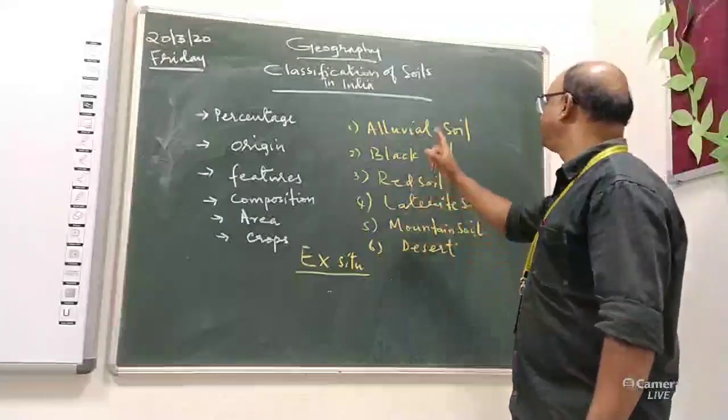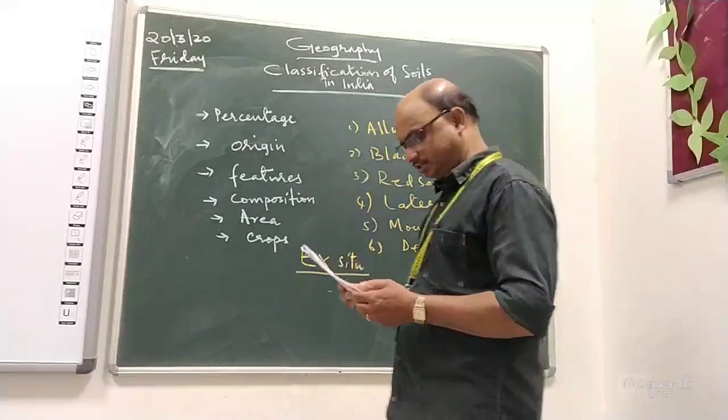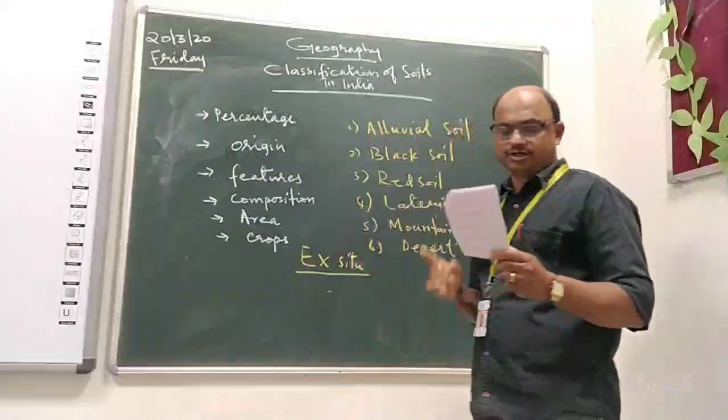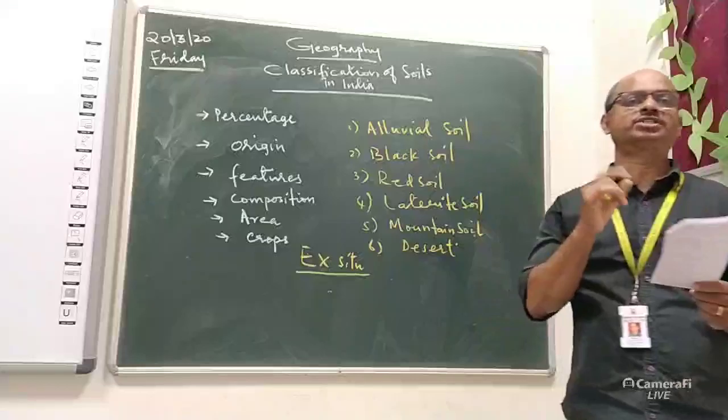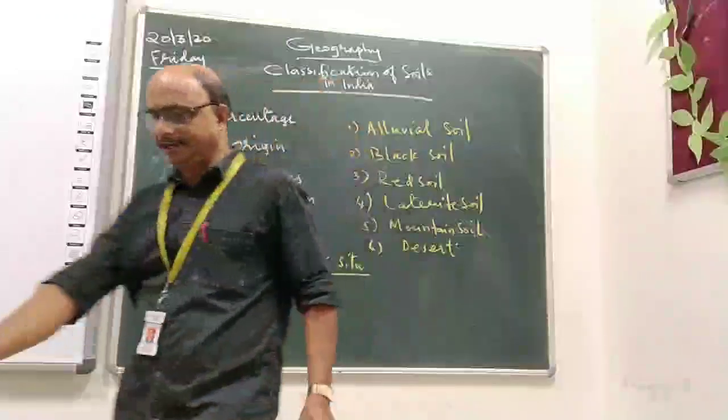So now we are going to discuss black soil, that is the second part. First, the percentage: about 16% of soil is covered. I shall clarify that here.